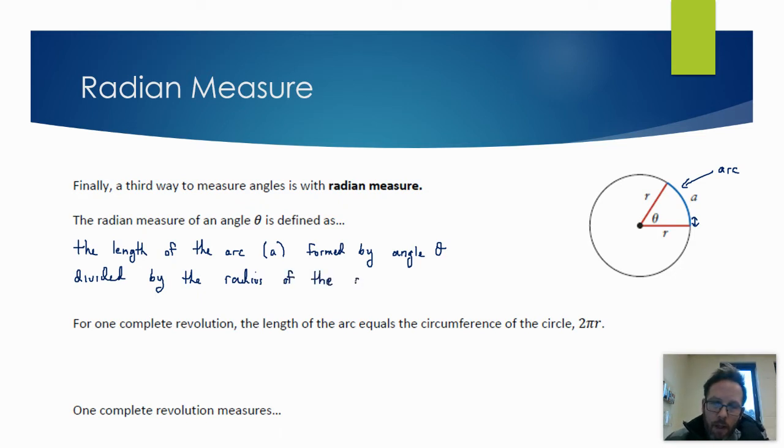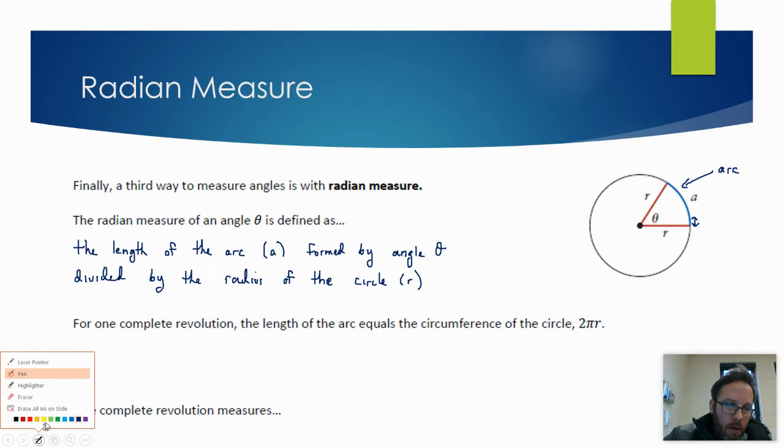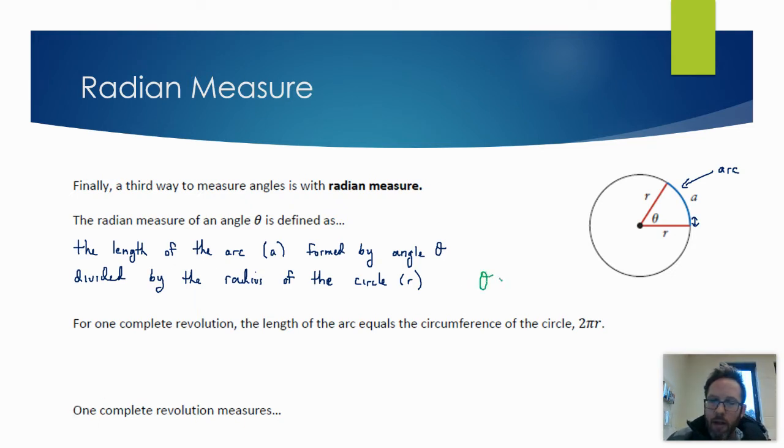Of the circle, and we use R for that. So I'll just bring up a different colored pen here and get this down. The measure of an angle in radians is this ratio of the arc length formed by the angle divided by the radius of the circle. And to get our first idea of how degrees and radians are related to each other, let's think about one complete revolution of a circle.